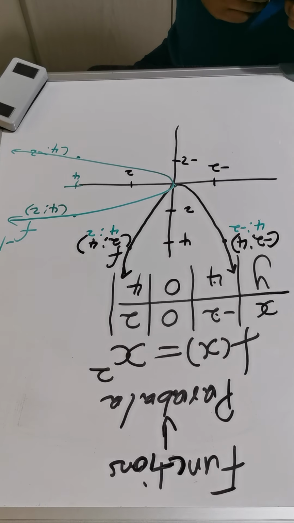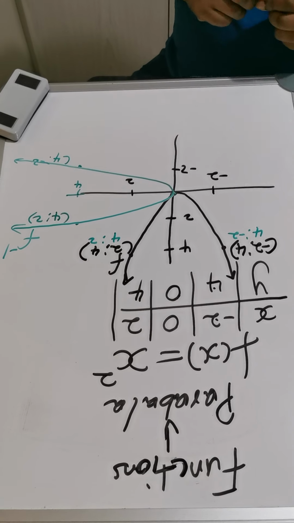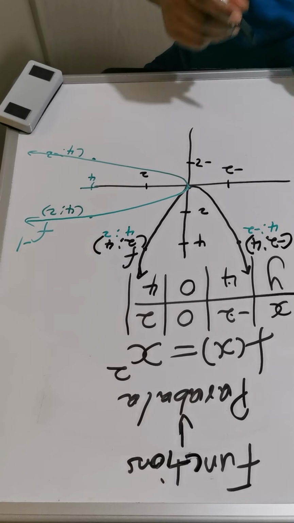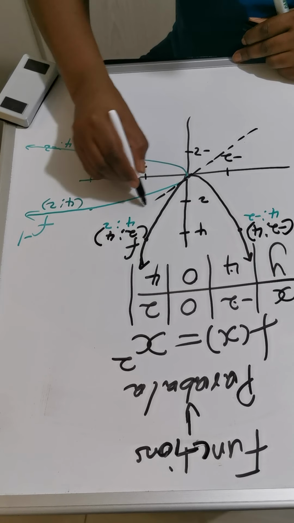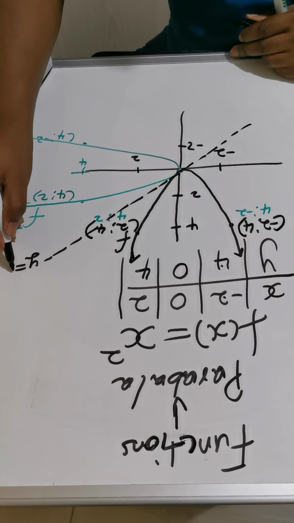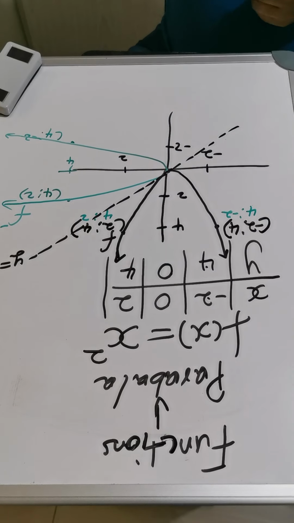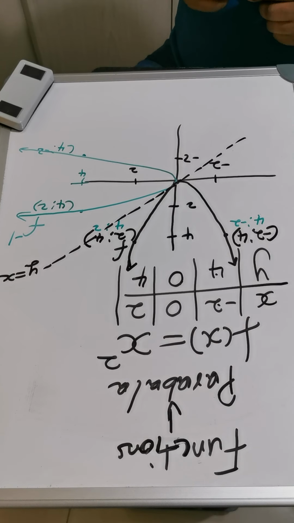And when you are asked to draw the graph, it is very important to also indicate the line of reflection, which is this one. We use a dotted line here. So this is the line of reflection, which is y equal to x. So this is just the graph of the parabola and its inverse.